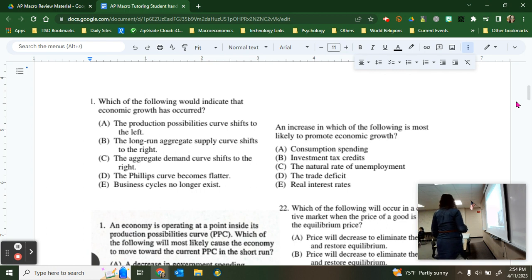Next to E, real interest rates, very wrong. If it said a decrease in which of the following, sure, decreasing interest rates makes loans cheaper and you can take out a loan to buy a pizza oven and make more pizzas. But an increase in real interest rates, I need to write off to the side, loans expensive, economic growth goes down. Loans expensive, long run economic growth goes down. We're looking for it going up.